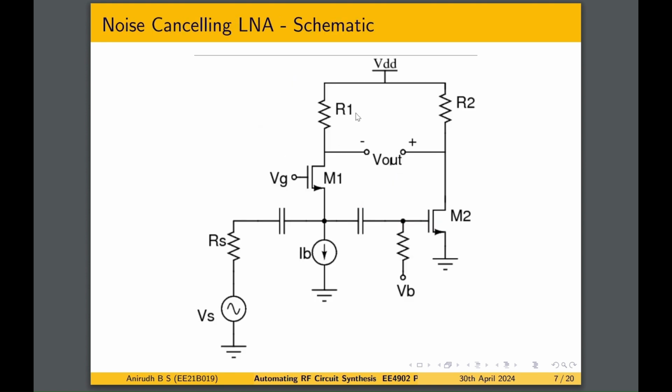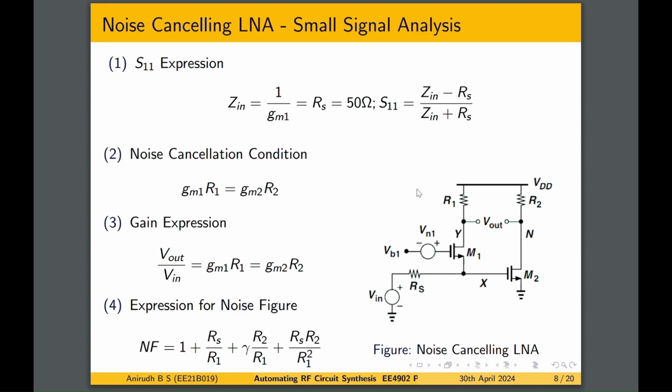Now this is the schematic of the noise cancelling LNA that has been used. This is the common gate stage, and this is the common source stage. This is the small signal analysis of the noise cancelling LNA. The S11 expression is (Zin minus Rs) by (Zin plus Rs).